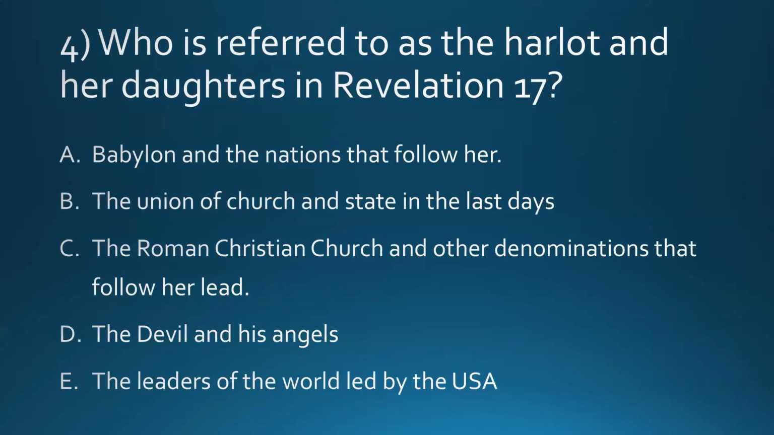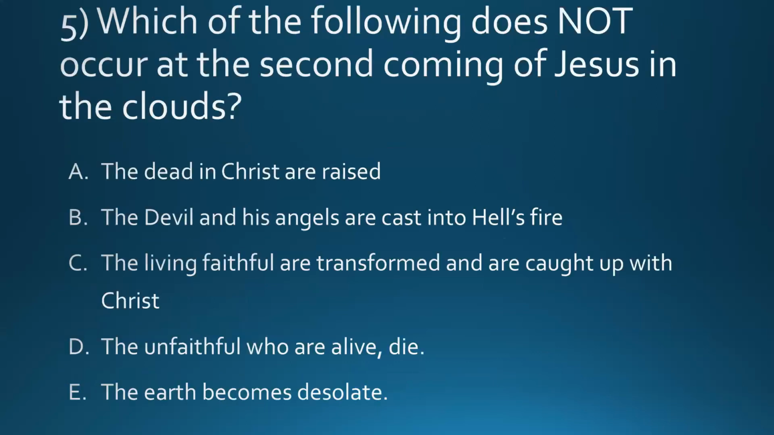All right. Who is referred to as a harlot and her daughters in Revelation 17? Is it Babylon and the nations that follow her? Is it a union of church and state in the last days? Is it the Roman Christian church and other denominations that follow her lead? Is it the devil and his angels? Is it the leaders of the world led by the USA?